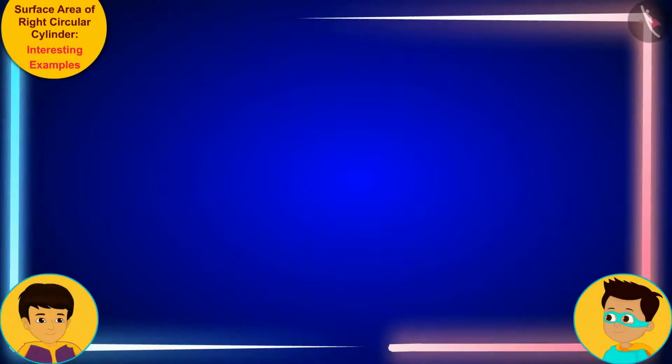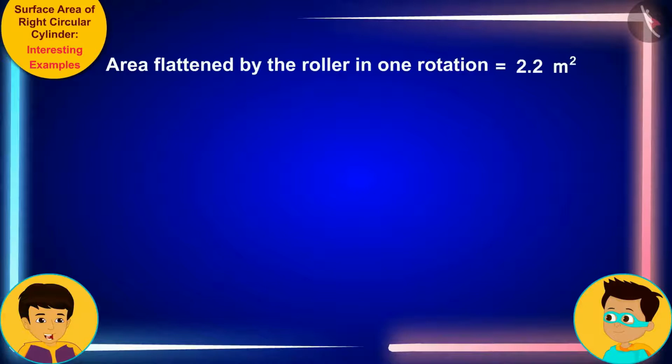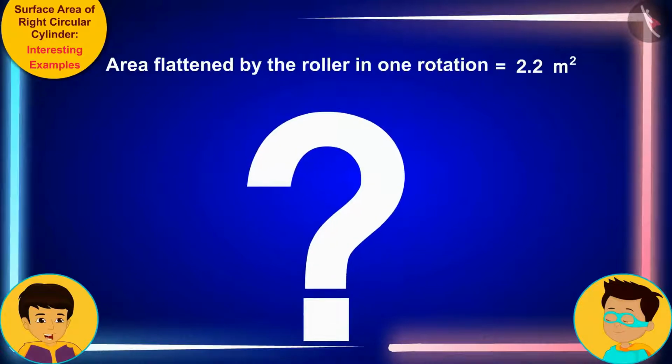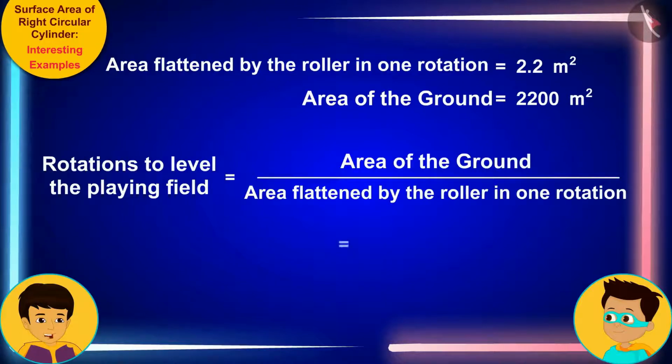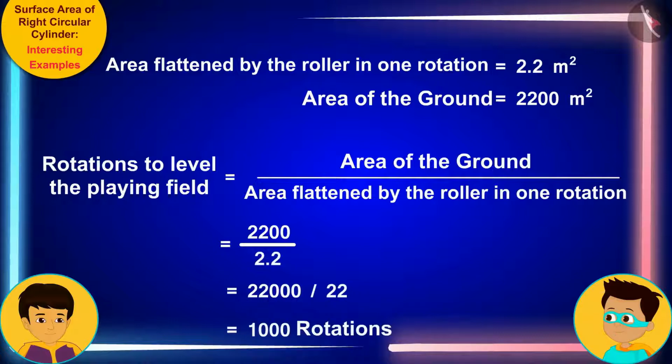Now it's very easy. Look, Thomas, in one rotation, the roller flattens an area of 2.2 square meters. So, in order to find the number of rotations the roller takes to level the entire ground, that is 2,200 square meters, we only need to divide the area of the field, 2,200 square meters, by the area of the field being flattened in one rotation, 2.2 square meters. Oh, look! The roller has to make 1,000 rotations to level the playing field.